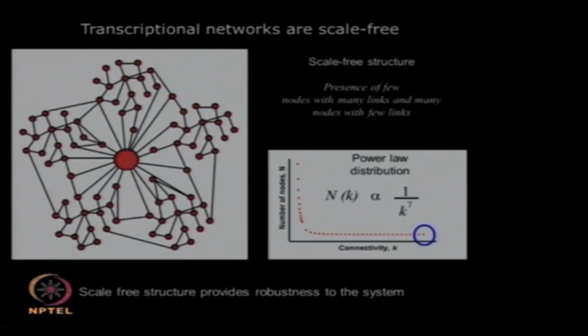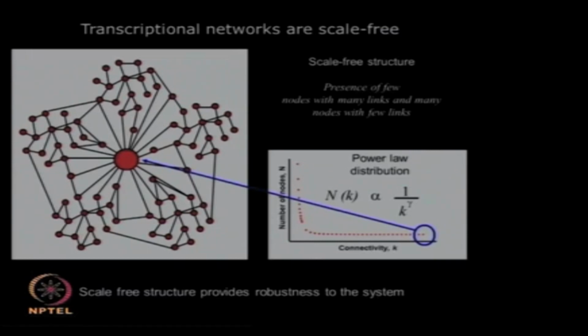Scale-free networks correspond to the structure of a network where there are few nodes which are highly connected. For instance, in the network figure that you see to the left, there is a big red node which is highly connected. But there are not many such highly connected nodes, and there are many nodes which are very poorly connected. So, in other words, a scale-free structure refers to a network structure where there are few nodes which are highly connected and most nodes are poorly connected. Or more mathematically, if you plot the connectivity of a node versus the number of nodes with a given connectivity, you should see a power law distribution.